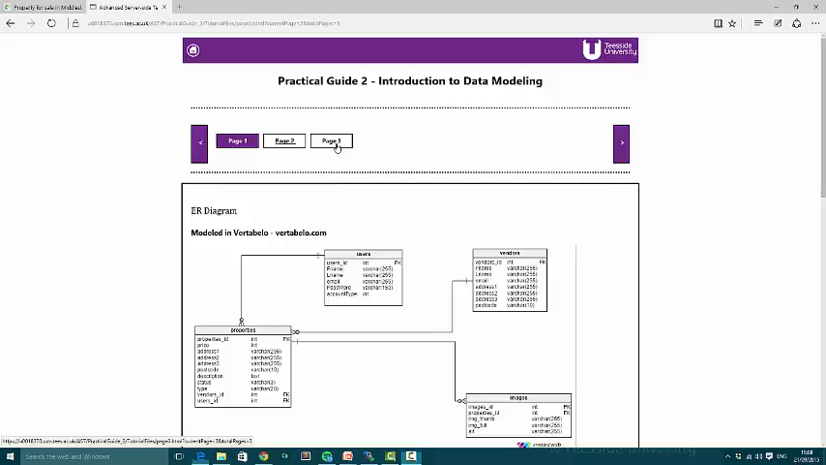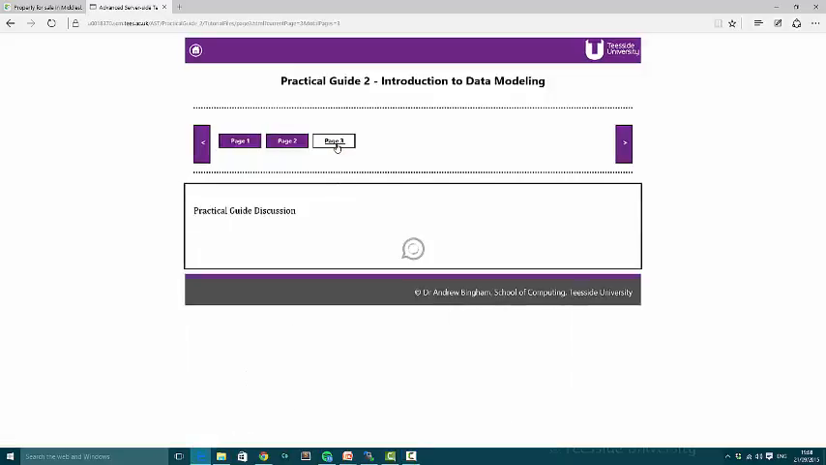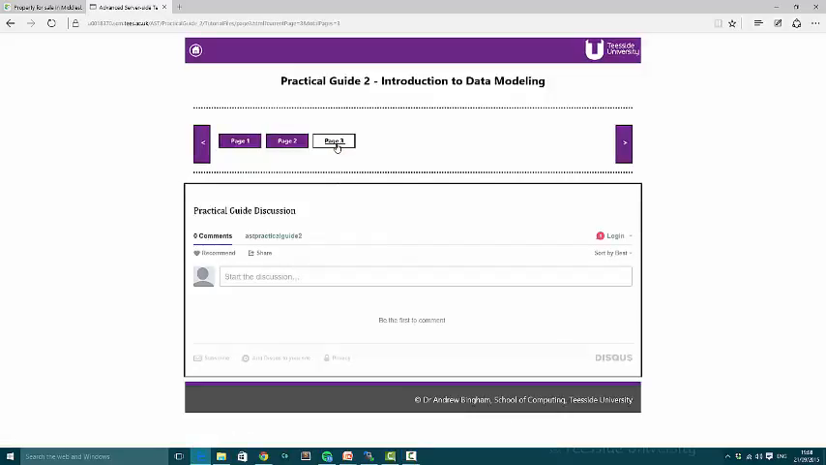As each of the practical guides has a forum as well, a discussion forum, you can access the discussion forum, and if you have any issues with the model, any questions, please start the discussion and hopefully myself or other peers in the group will answer your questions.